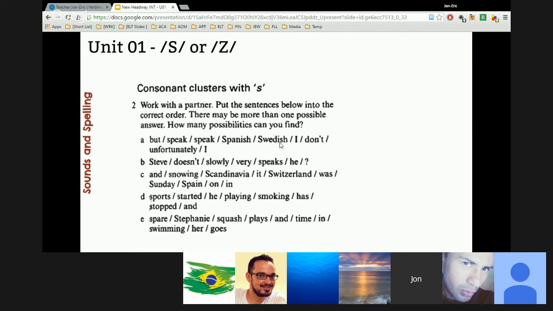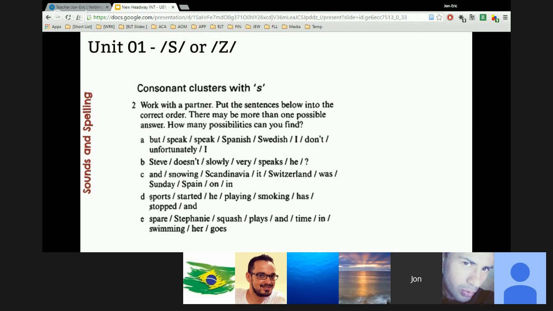What happens when you have a bunch of consonants with an S? It asks us here to put the sentences into the correct order. There may be more than one possible answer. But the real thing is, how can we say all of these S's together? But, speak, Spanish, Swedish. I don't. Unfortunately, I.